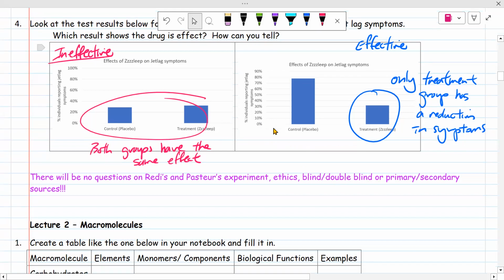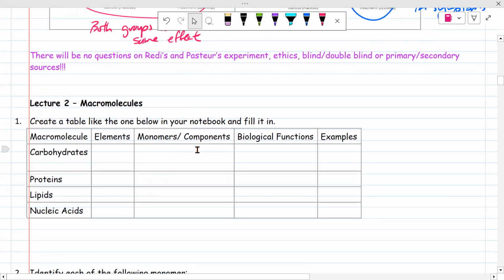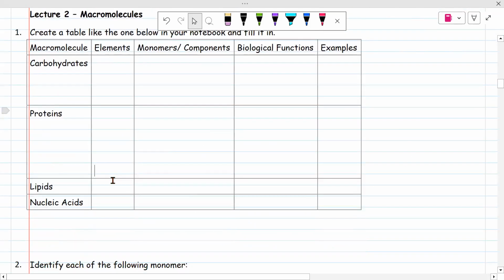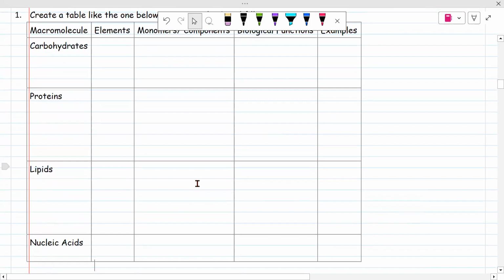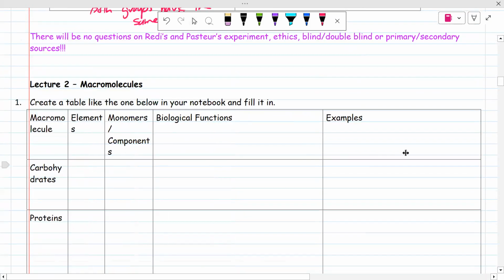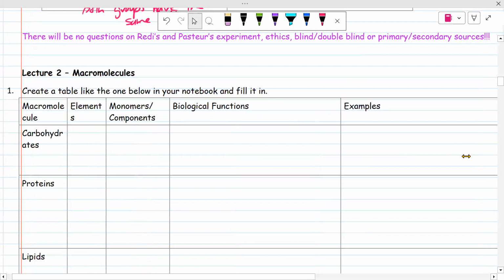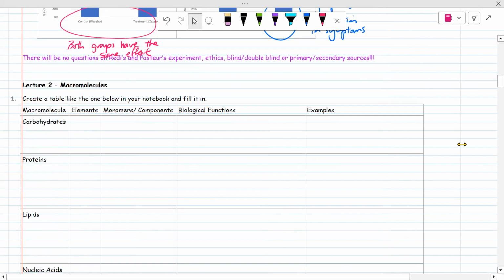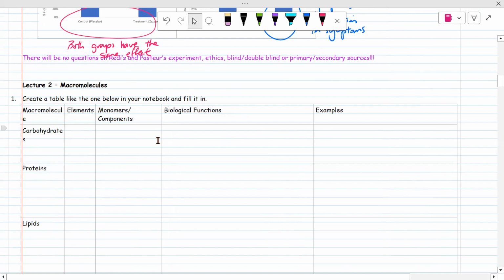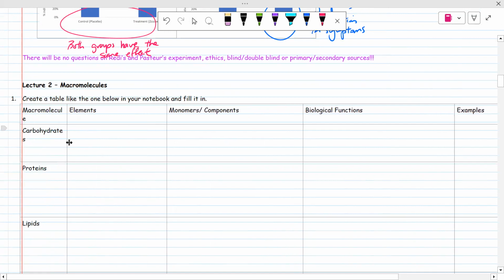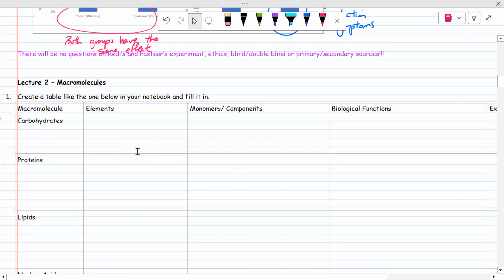Okay, 1 down, 4 to go. Lecture 2. You probably want to copy this on a separate piece of paper just because there's too many things. All right, let's see if this is going to work.